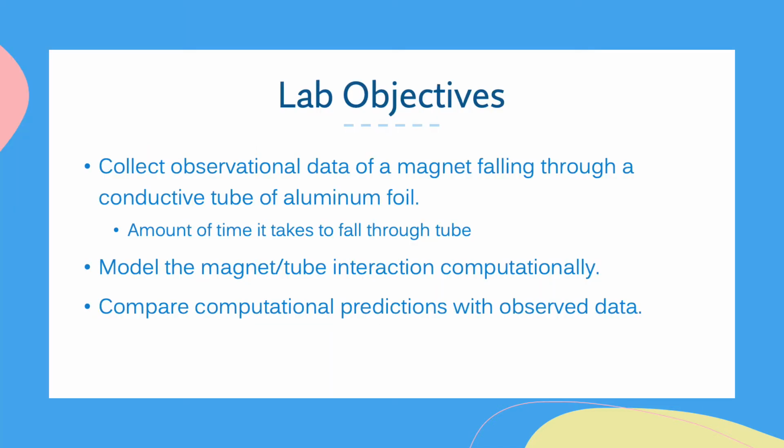The objectives of this lab include collecting observational data of a magnet falling through a conductive tube of aluminum foil, most notably the amount of time it takes to fall through the tube, modeling the magnet and tube interaction computationally, and comparing computational predictions with observed data.